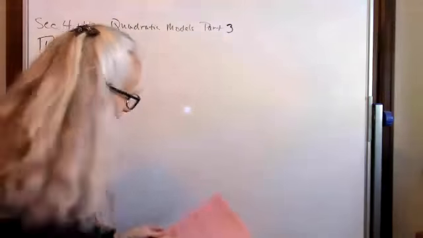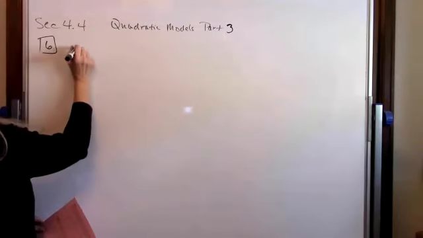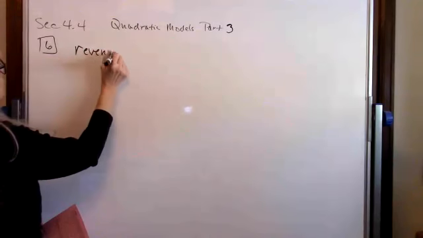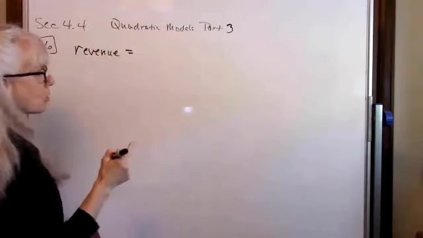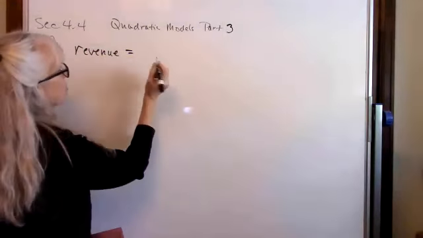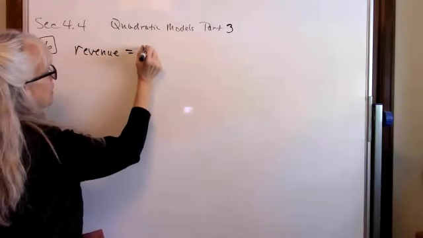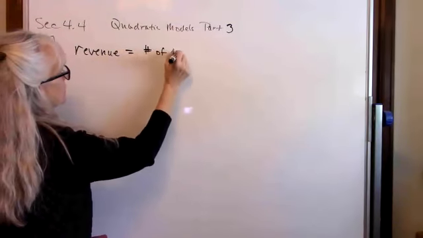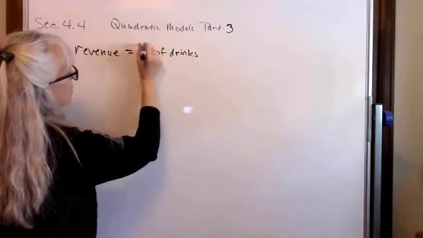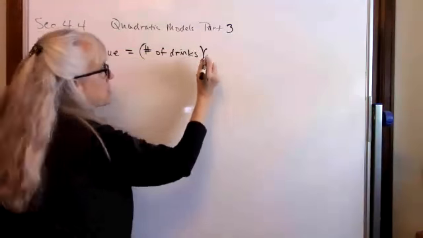Well, we need to figure out what revenue is. So in words, which I think is really important on this problem, revenue is made up of 2 things. It's made up of the number of drinks we sell times the price per drink.